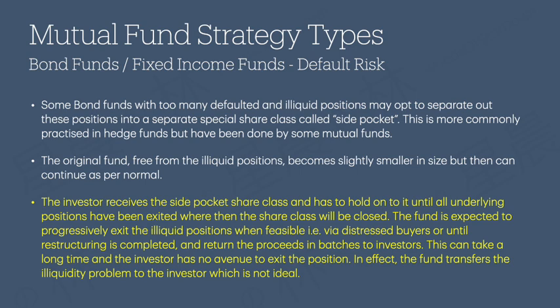The fund is obliged to find an optimal approach to progressively exit the bad positions and return the proceeds in batches to the investors as a capital distribution from the side pocket share class. Now, as mentioned before, it can take a long time for a bond restructuring process or to find a suitable distressed bond buyer. So the investor potentially has no choice but to hold on to this share class. In short, the fund has basically transferred the illiquidity problem to the investor, which is not ideal. Therefore, again, do take note when investing in riskier bond funds.